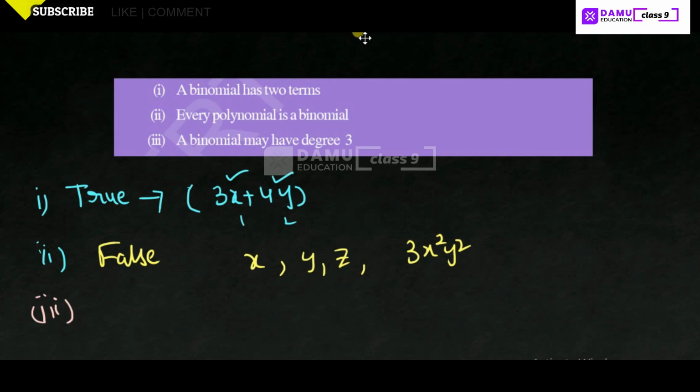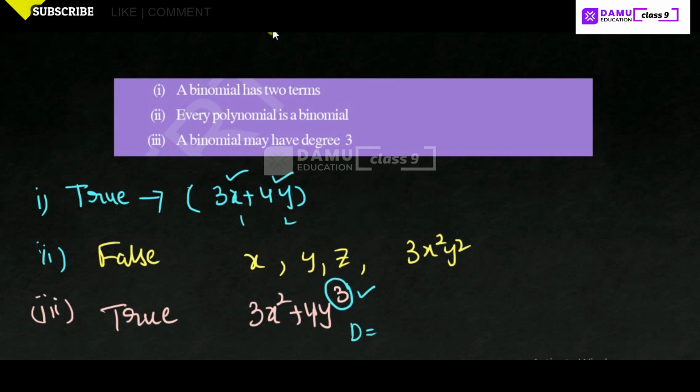Next, a binomial may have degree 3. Yes, it is true. Why? Let's take 3x square plus 4y cube. Here, what is the highest degree? 3, so the degree is equal to 3. But you should consider only binomials, so one and two terms should be there. So a binomial may have degree 3. That is true.